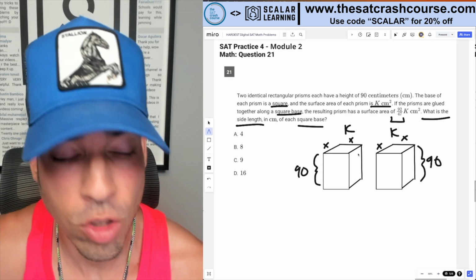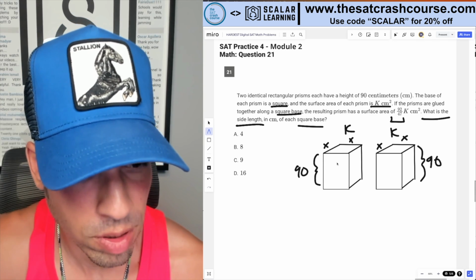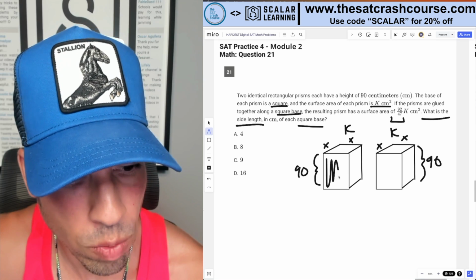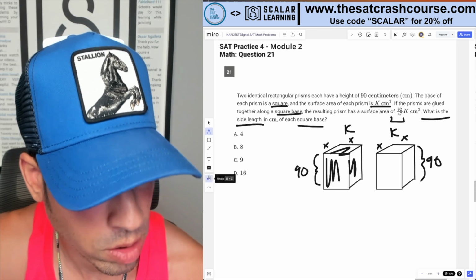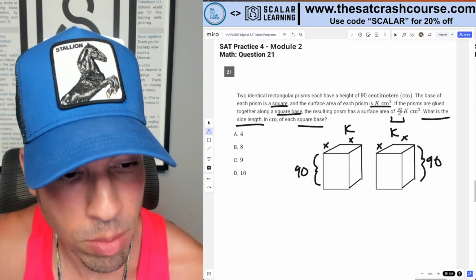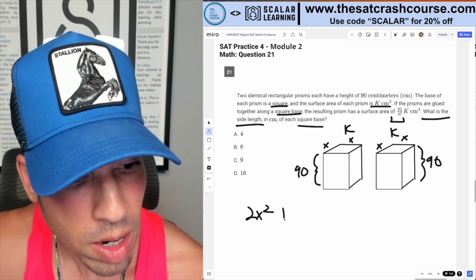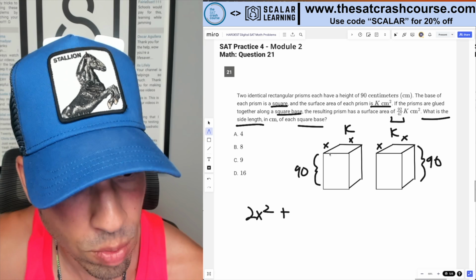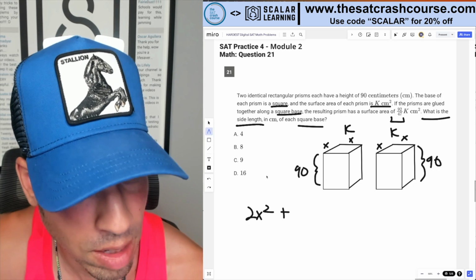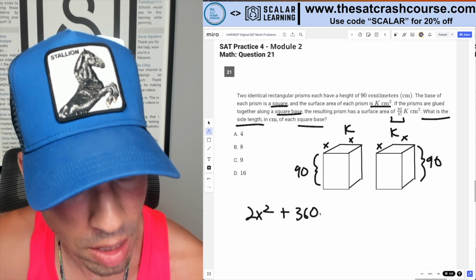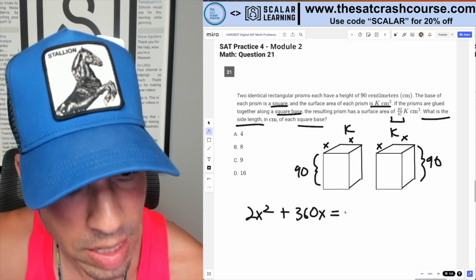So how do we get the surface area of this prism? Well, basically it's each one of these 4 rectangles on the sides plus the 2 squares on the top and the bottom. So we got the square on the top, which is X squared. We got another one on the bottom, so that's 2. And then to get one of these rectangles, it's 90 times X, but it's 4 of those. So 4 times 90X is 360X. So this is what equals K.